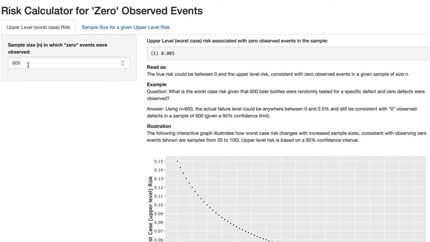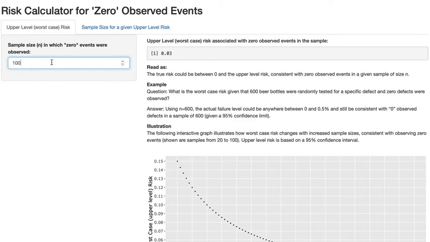Well, the fact of the matter is, if the defect level is fairly small, a sample of 100 may not pick it up. And this calculator tells you what is the worst level of risk that you can anticipate that is still consistent with finding zero events, or let's say defects. So for example, if I tested 100 items, I could have a failure rate, a worst case risk, as high as 3% and still be consistent with zero observed events.